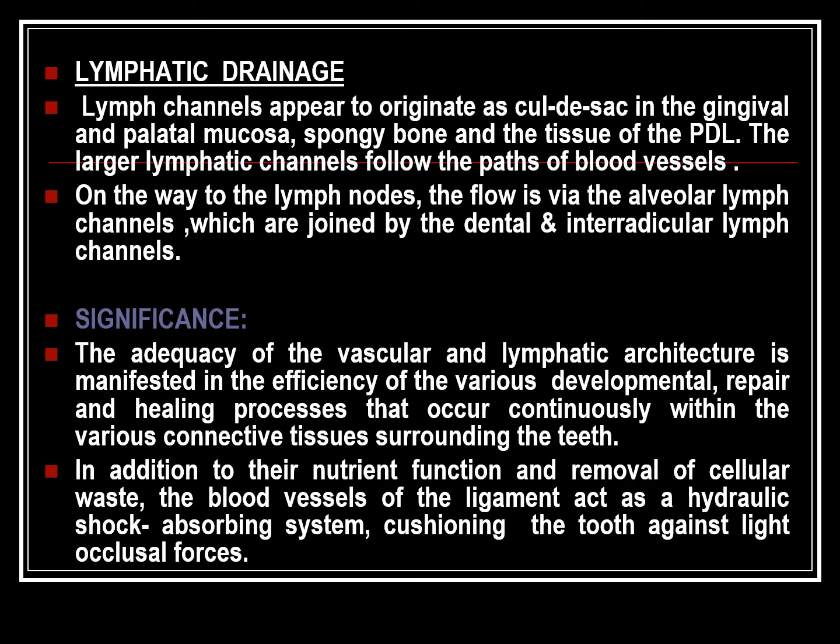The lymphatic drainage. The lymph channels appear to originate as cul-de-sac in the gingival and the palatal mucosa, spongy bone, and the tissue of the periodontal ligament. The large lymphatic channels follow the paths of the blood vessels. On the way to lymph nodes, the flow is via the alveolar lymph channels, which are joined by the dental and interradicular lymph channels.